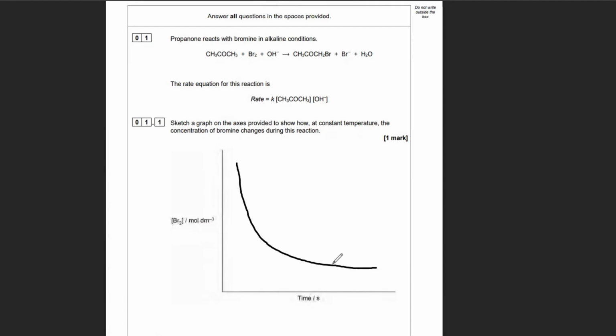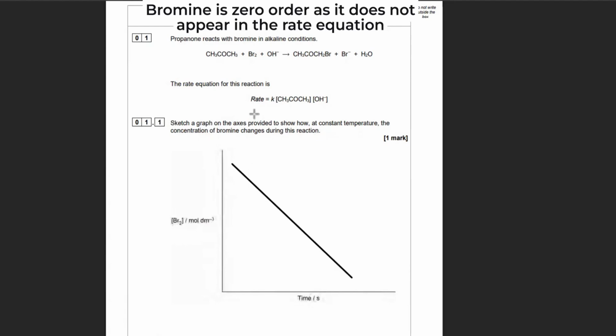Over time, the rate of reaction gets slower, and you can work that out from the gradient. However, because bromine here is not in the rate equation, it is zero order with respect to the reaction. What that means is that the rate of the reaction is not dependent on bromine and it doesn't change. So regardless of what the concentration is, as it goes down over time, it does not affect the rate of reaction. And we know that because it's not in the rate equation.